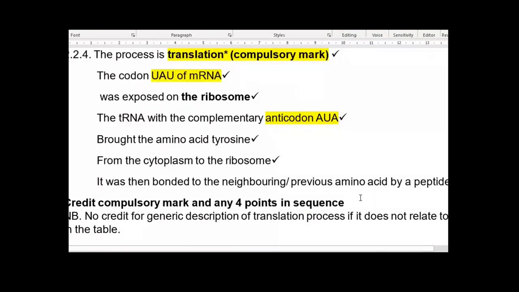I know that this is not something you guys were hammered on. Usually we hammer on transcription, but please, grade 12s, make sure you also know translation, as that is something that you will also be asked.